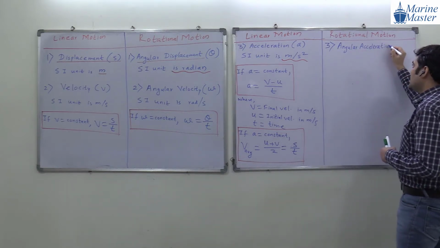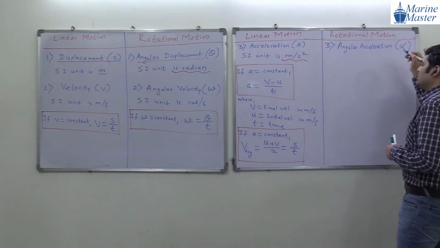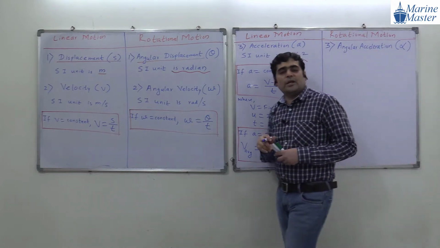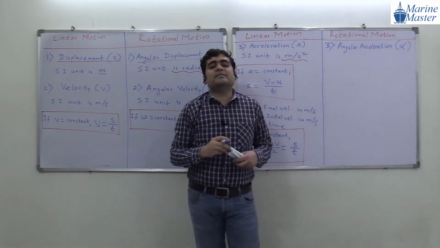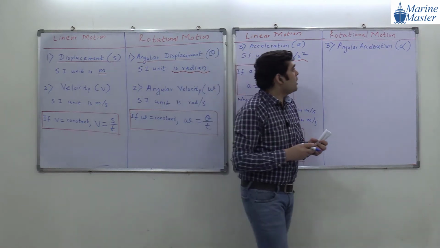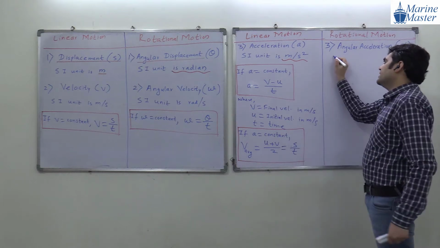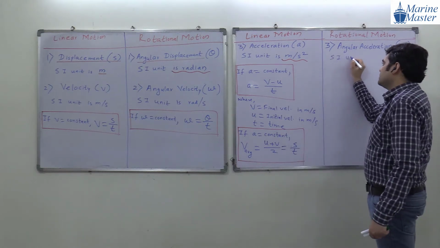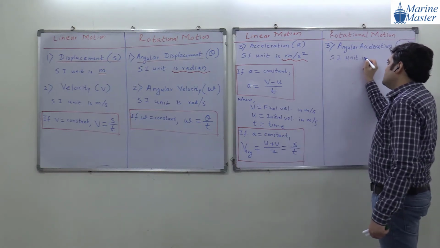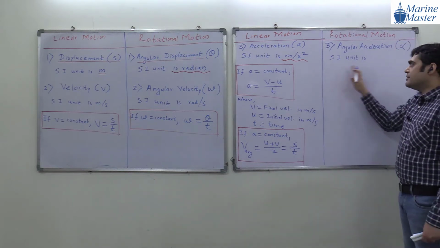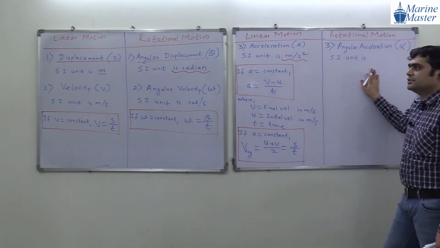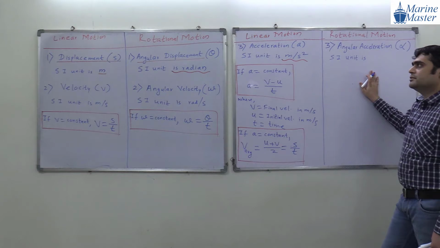Try to see the scenario. This angular acceleration is denoted by the symbol alpha. Try to see the point here. Now, what will be the SI unit for angular acceleration, guys? Can you tell me?